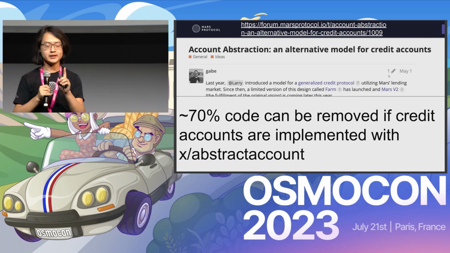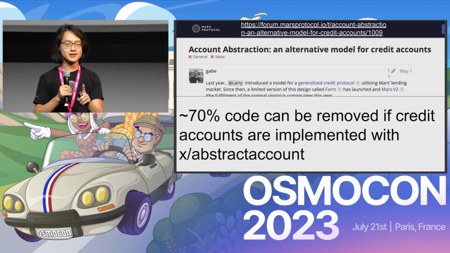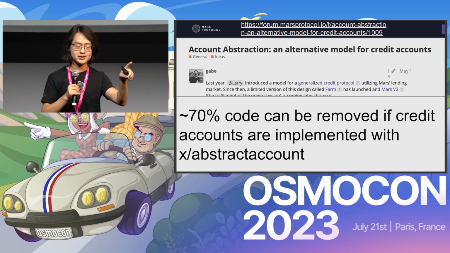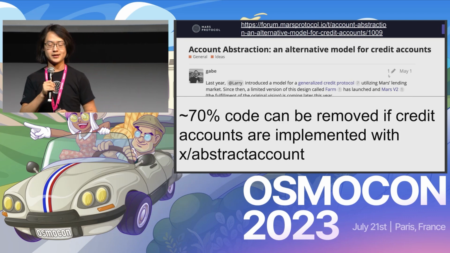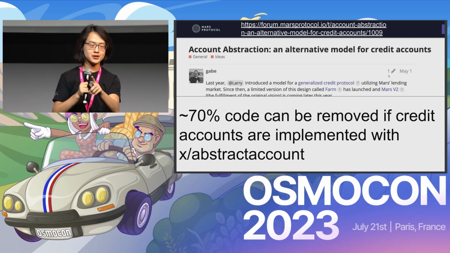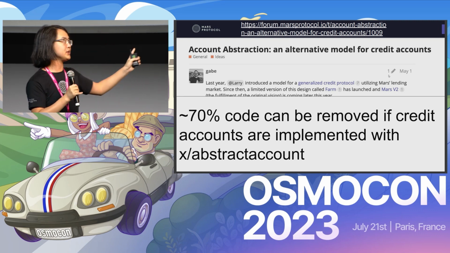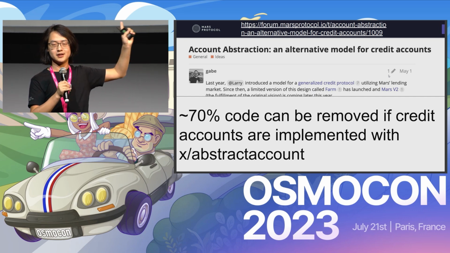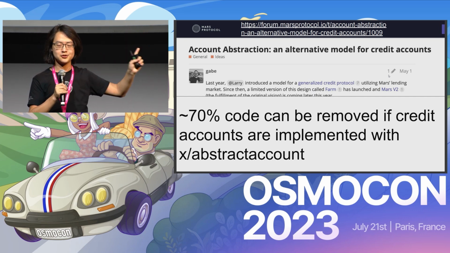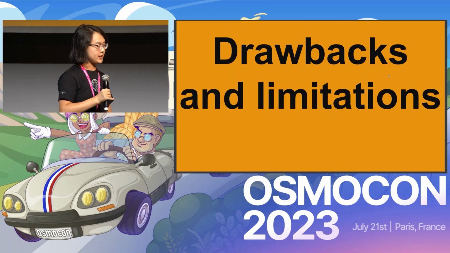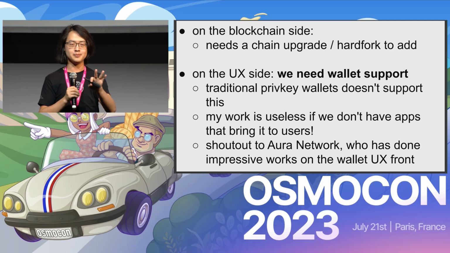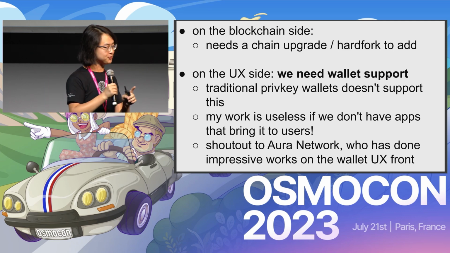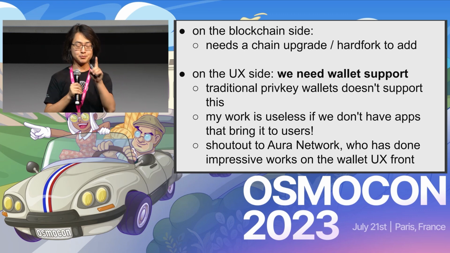We currently have a different implementation of credit accounts at Mars Protocol, not using smart contract accounts, but using NFTs. But my colleague Gabe has posted this article on our forum proposing a migration to smart contract accounts. And in his estimation, we can shave off 60 to 70% of code from our smart contracts. So that's a huge simplification of the protocol. The biggest drawback, of course, is that we need wallet support. The user experience of smart contract wallets is quite different from traditional wallets. So we need to work with wallet teams to make this possible, to bring this to users.